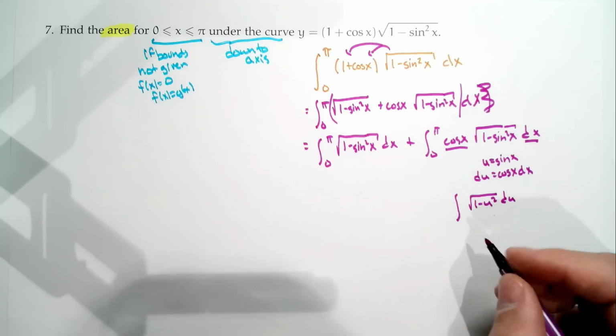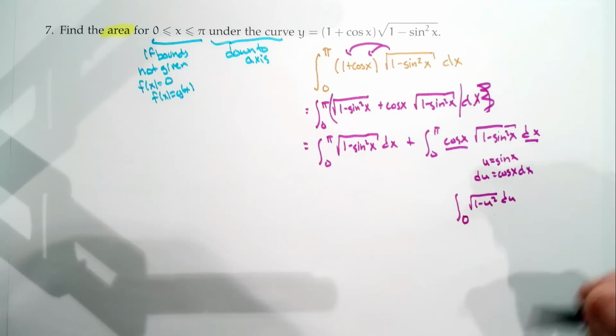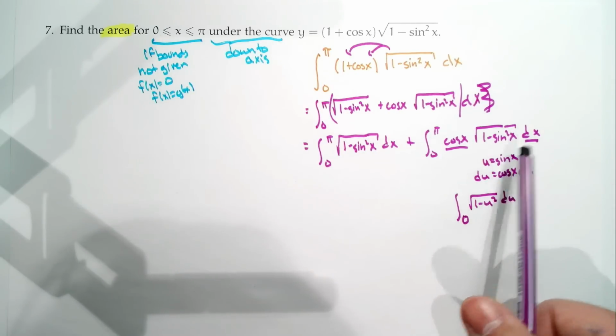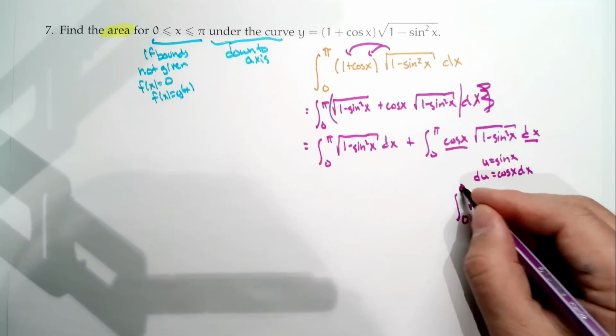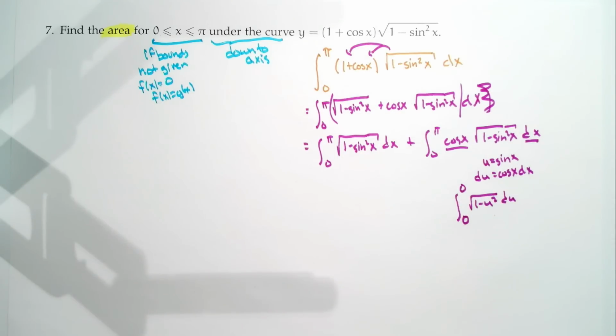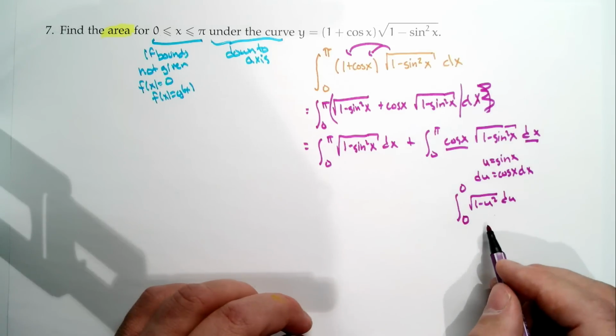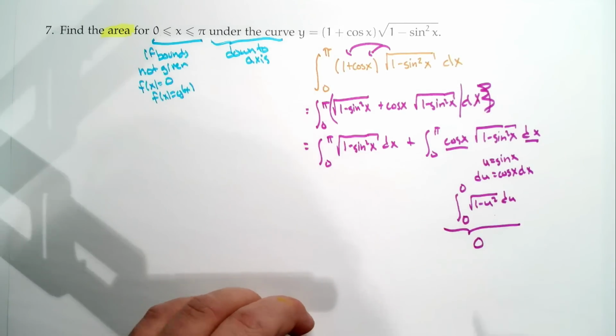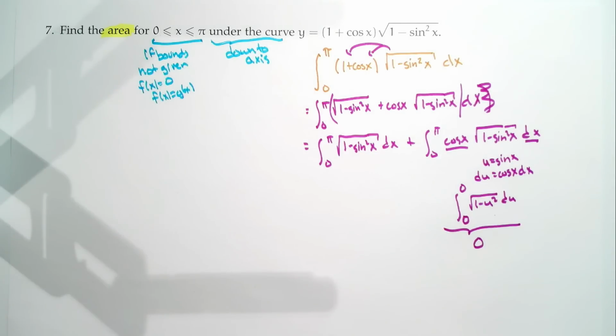Sine of 0 is 0. Plug in pi. Sine of pi is 0. And the integral from 0 to 0 of the square root of 1 minus u squared is 0. Goes away. We didn't have to do any circle there. Oh, that's kind of sad. Well, maybe the other part is the circle part.